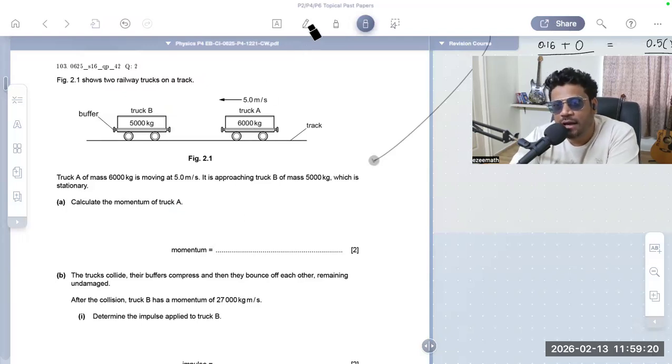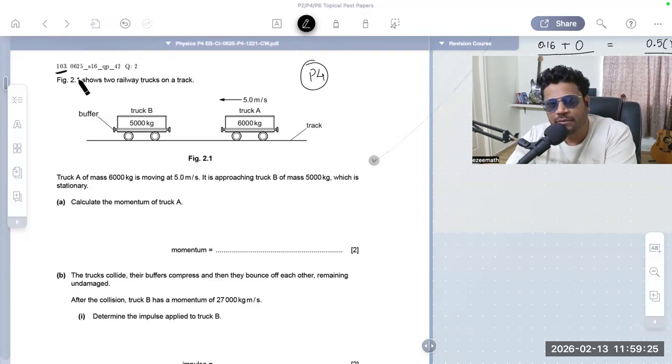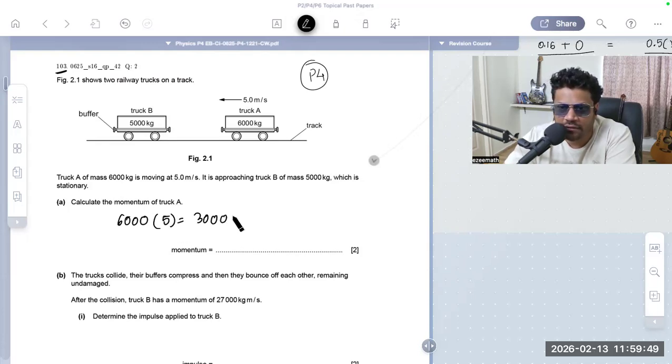Okay, so this is your P4 book, and we are talking about question number 103. There's a truck, and there's another truck which is moving towards it at a speed of 5. Calculate the momentum of truck A. Truck A has a mass of 6,000, and the speed with which it's moving is 3. So you are looking at 30,000 kilogram meter per second, and that is it for truck A.